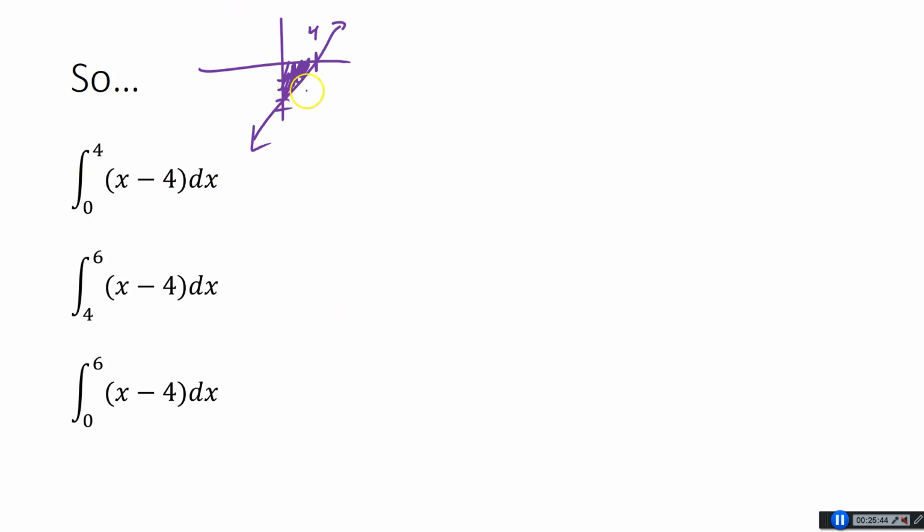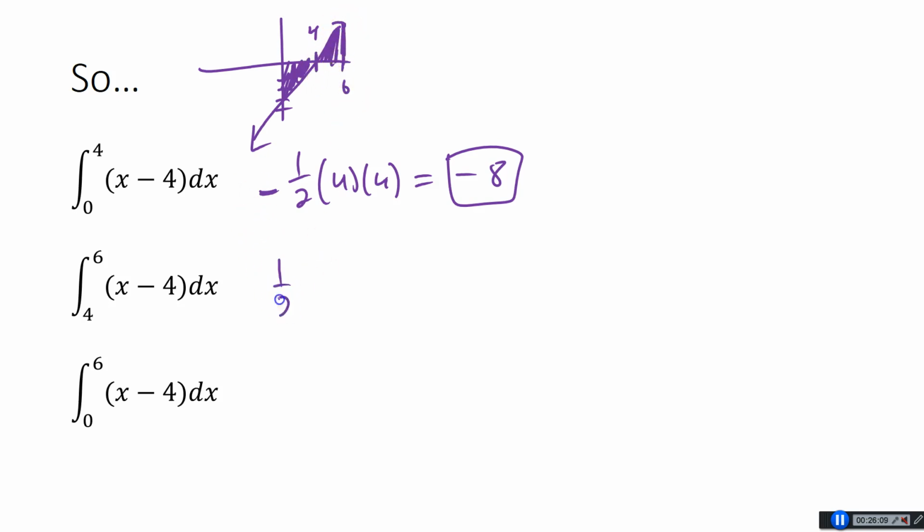So the integral adds up the area between the graph and the x-axis. So this is going to be 1/2 times base times height, which is 1/2 times 4 times 4. And it's going to be negative solely because it's below the x-axis. So negative 1/2 times 4 times 4, it's negative 8. Now if we went from 4 to 6, well, 6 is over here. Just going from 4 to 6 is a triangle with a base of 2 and a height of 2. So 1/2 times 2 times 2, positive this time. Why? Because it's above the x-axis.